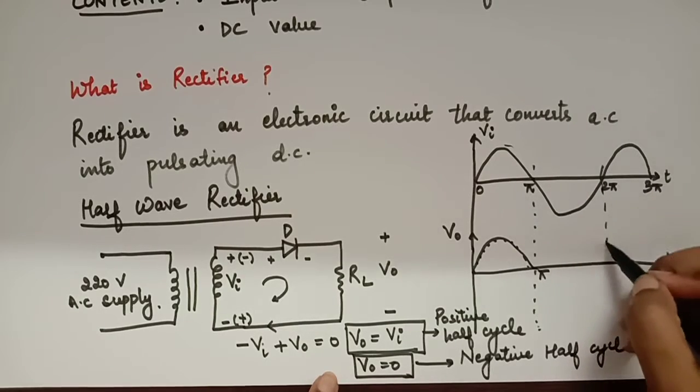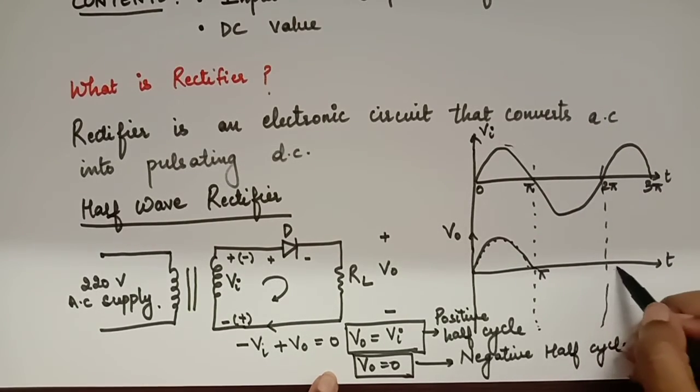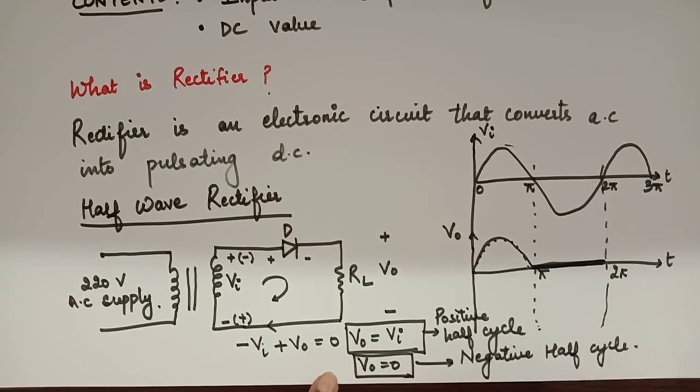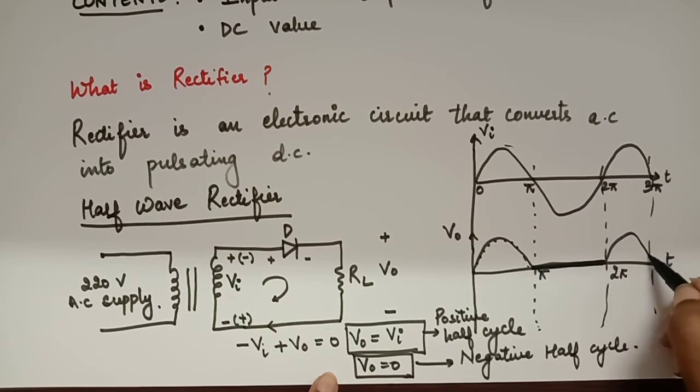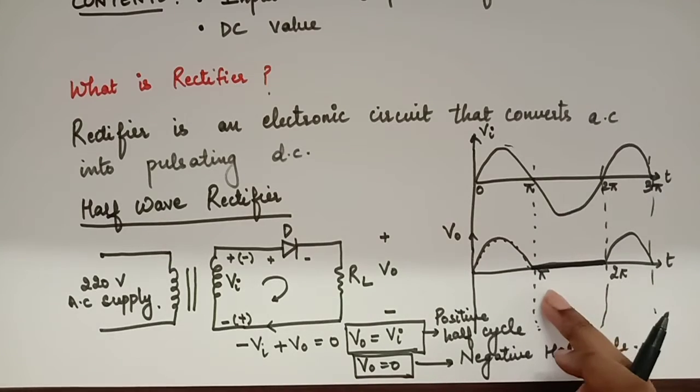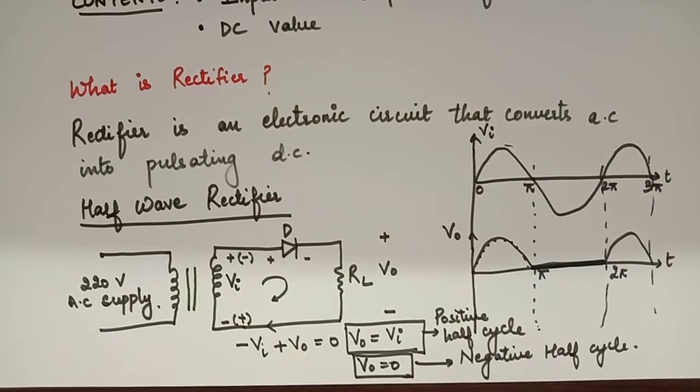So for the negative half cycle, we get 0. And again for the positive half cycle, we will get V0 equals Vi. So this is the input and the output waveform for the half wave rectifier, and this is how we will draw it, and we'll try to understand the half wave rectifier.